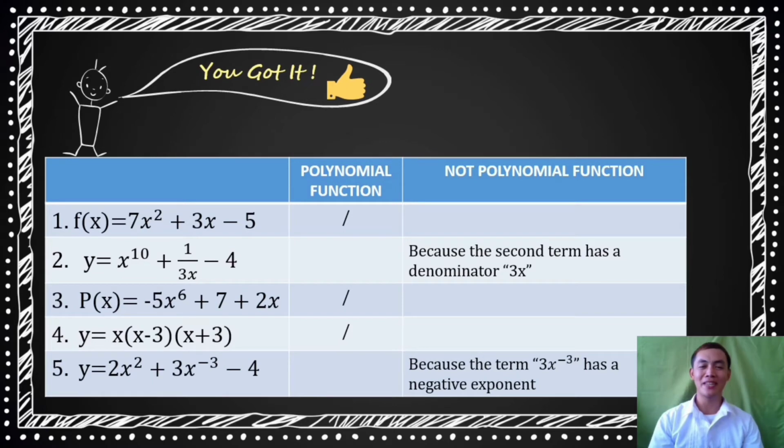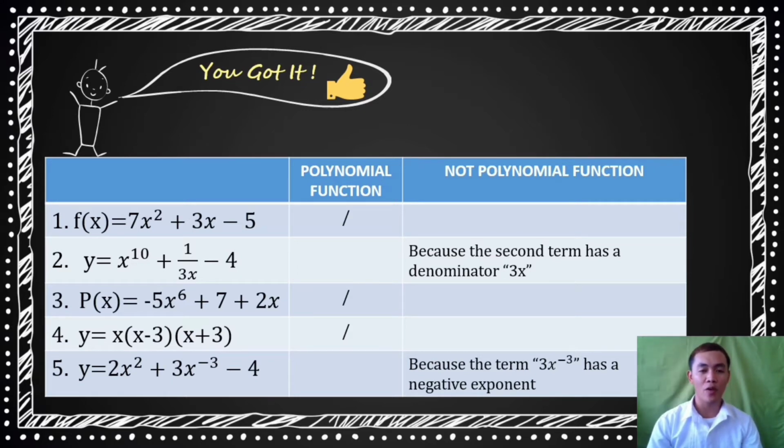Yes, number 1 is a polynomial function. Number 2, not a polynomial function. Why? Is it because the second term has a denominator of 3x? As you observe, the second term here is 1 over 3x. There is a variable in the denominator, which is considered not a polynomial function.